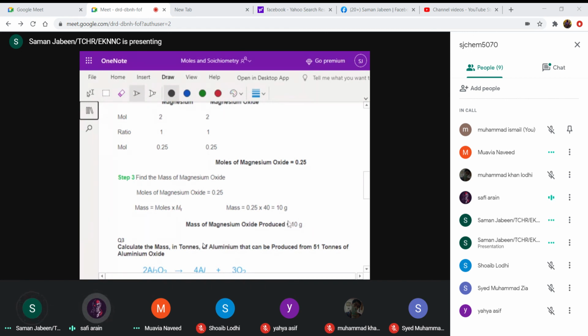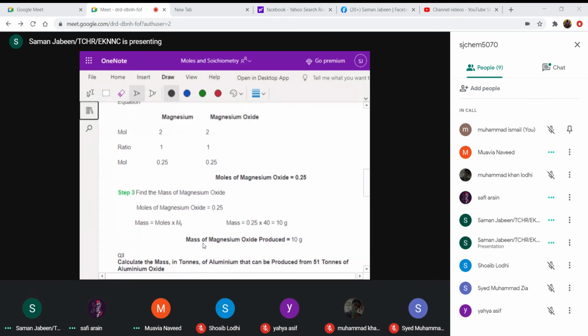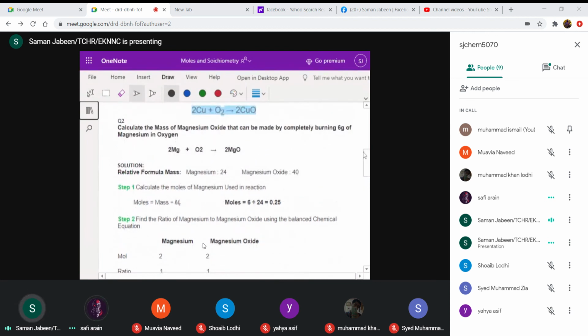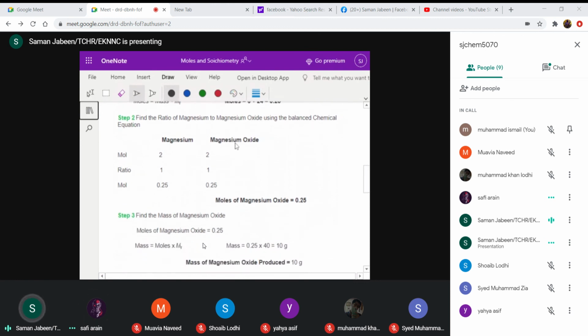Miss, I did not understand from there, I did not understand from the ratio. Okay, because this is a new thing, so I am just telling you. See the question. In the question, the 6 grams of magnesium is given, isn't it? Yes, miss. It is the known compound. They asked us about the mass of magnesium oxide. The mass of magnesium oxide we have to calculate. So they are talking about two compounds, magnesium and magnesium oxide. First, we calculate the moles of magnesium by using 6 grams. In the next step, we apply the molar ratio between magnesium and magnesium oxide.